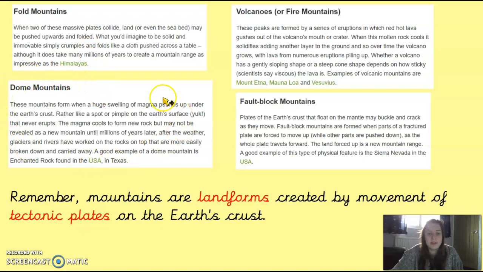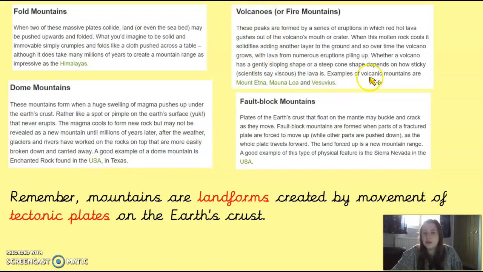Then we've got dome mountains, which was the example, Enchanted Rock in Texas, which was in our odd one out lesson last week. And these are when the magma pushes up from under the surface, so it's the magma forming a mountain rather than the tectonic plates, which is why it causes a dome-like shape rather than a point.